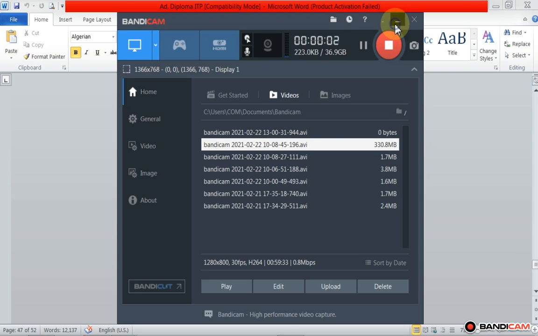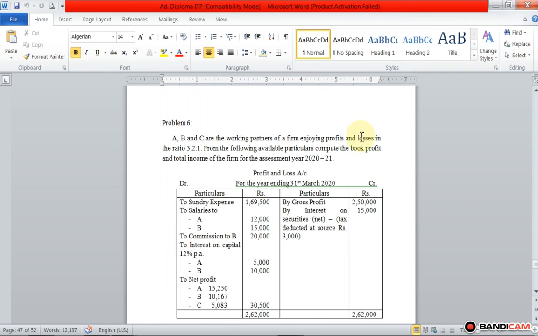Hello students, in our previous lecture we solved practical problem number 5 on computation of book profit and total income of the partnership firm. In this lecture we are going to solve practical problem number 6 on computation of book profit and total income of the firm, assessment year 2021.